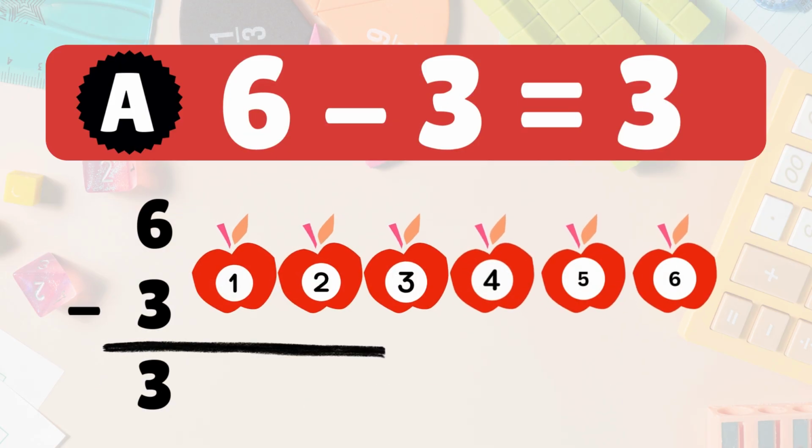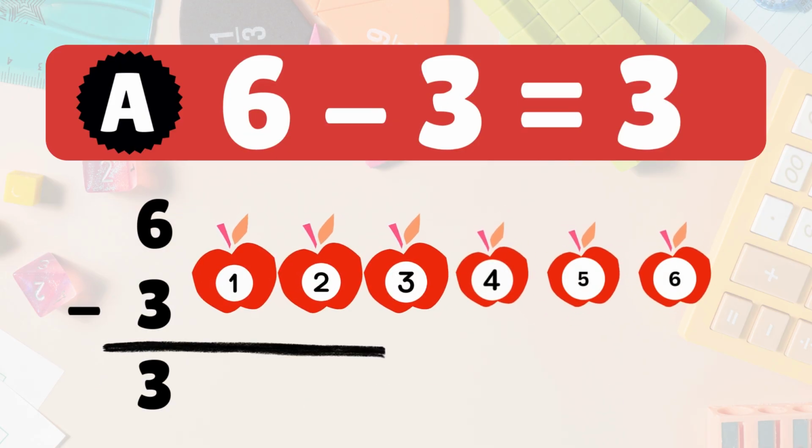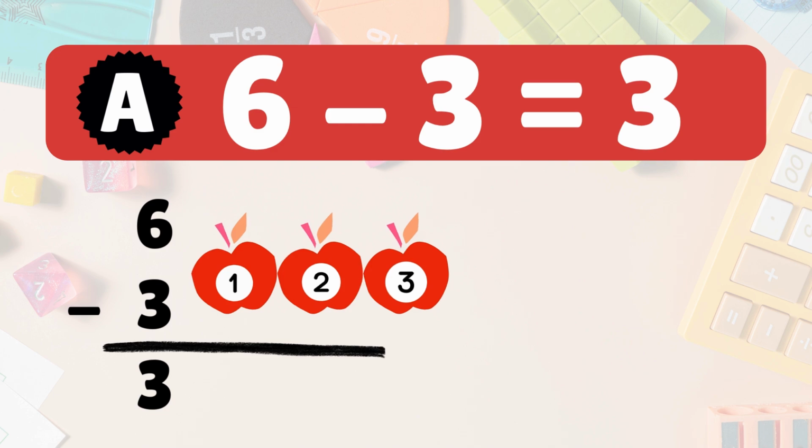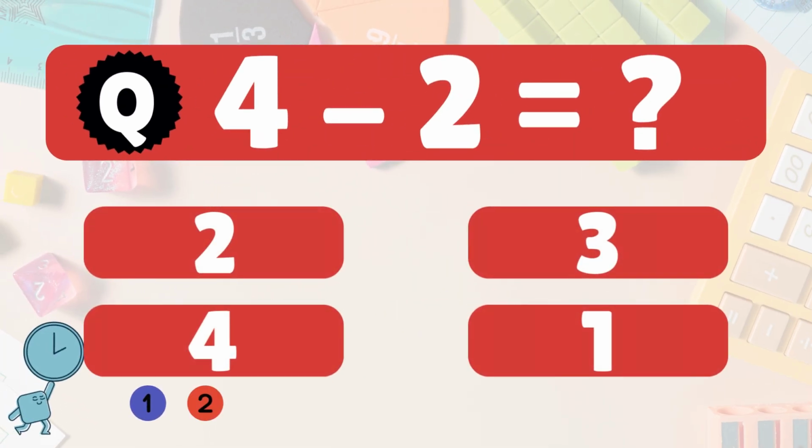6 minus 3 is 3. Here we have 6 apples. Take 3 away. 3 apples left. 1, 2, 3. So 6 minus 3 is 3. Great job. Next, 4 minus 2 equals what?